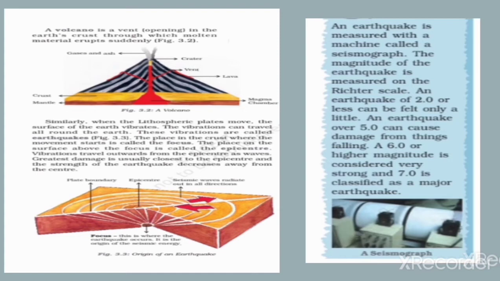An earthquake is measured with a machine called a seismograph. The magnitude of the earthquake is measured on the Richter scale. Any magnitude higher than 7.0 is classified as a major earthquake.